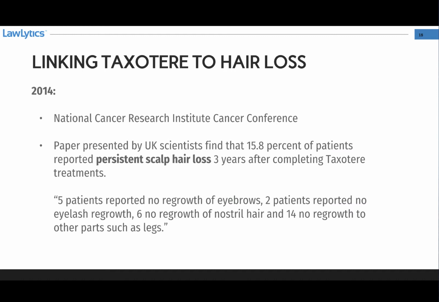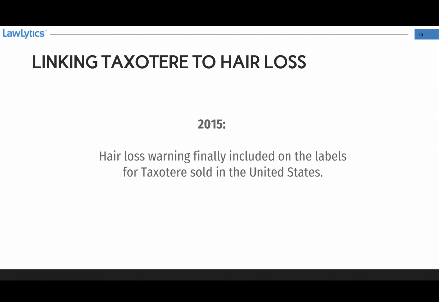And in fact, 5 patients reported no regrowth of eyebrows, and the patients also reported no eyelash regrowth, and 6 had no regrowth of nostril hair, and 14 had no regrowth of hair in other parts of their body, such as their legs. And then finally, after Taxotere was on the market for 19 years in the U.S., a hair loss warning was finally included in 2015 on the labels of Taxotere sold in the U.S.